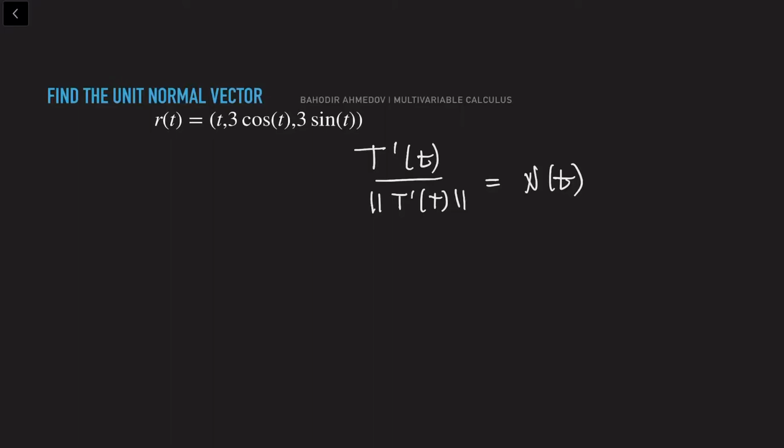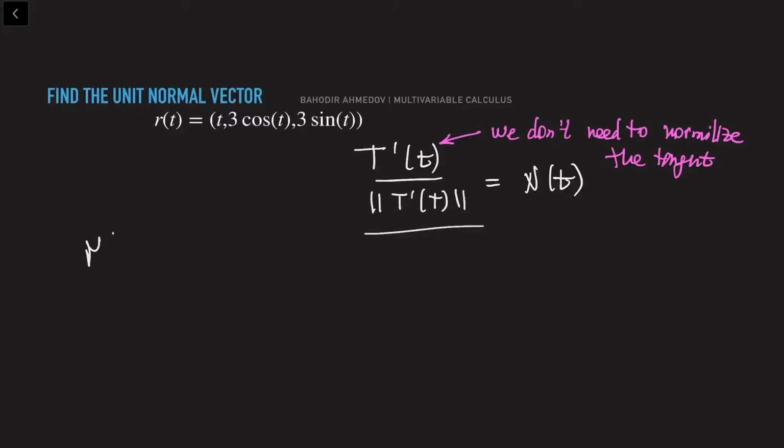So please note that in order to find this, we don't need to normalize the tangent vector. Once you find a tangent vector, you don't need to make it unit and plug it in here. It is possible to work with non-unit vectors in this formula as well, because at the end we're going to normalize this anyway. So let's find the tangent vector.